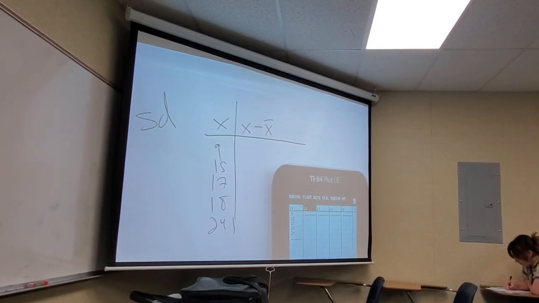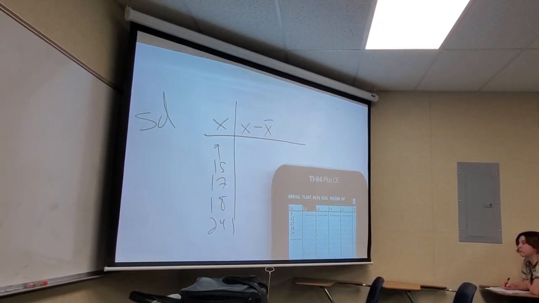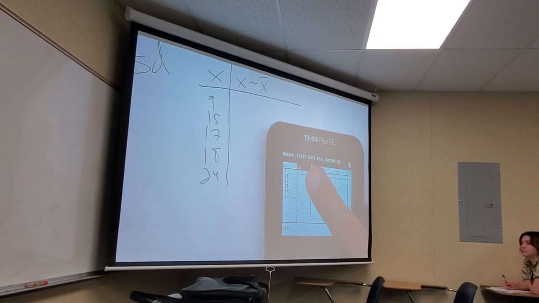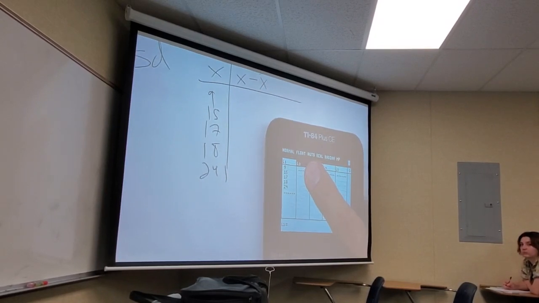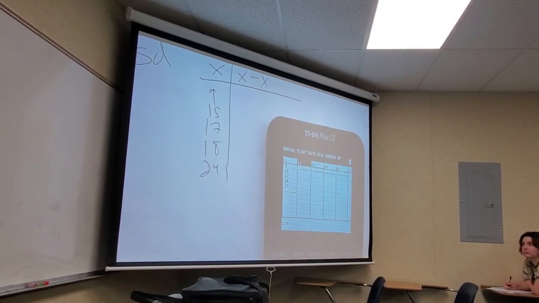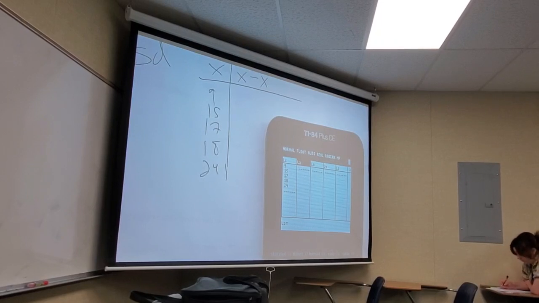So I want to go to list 2 now. That's the second list. And I want it to be x minus the mean. So if I go up to L2, I can define the whole thing. And the mean was 16.6. Okay, so now if I tell it L1, that's where my x's are, minus 16.6, it'll just do the whole thing.